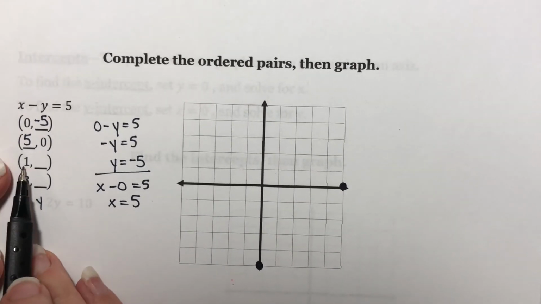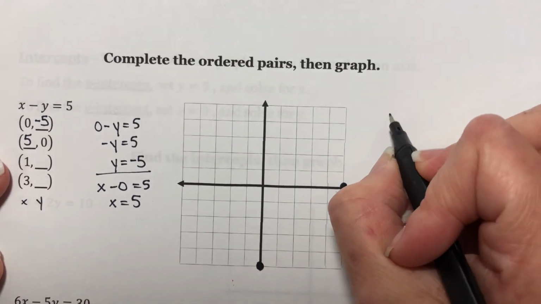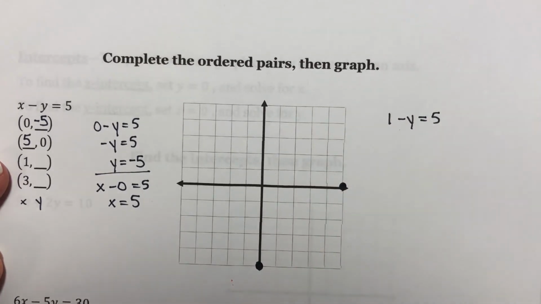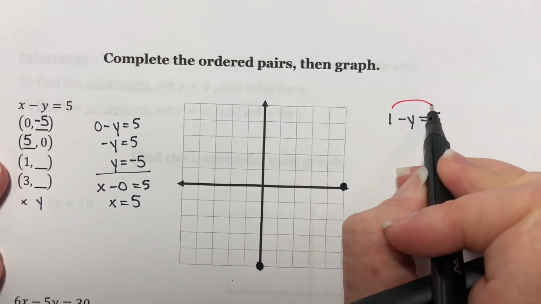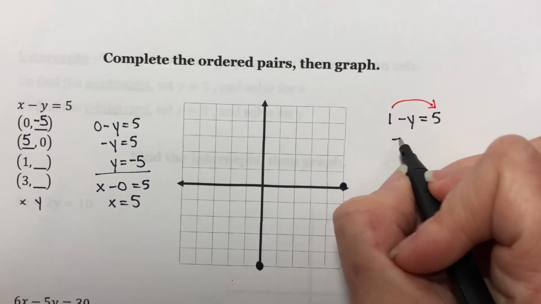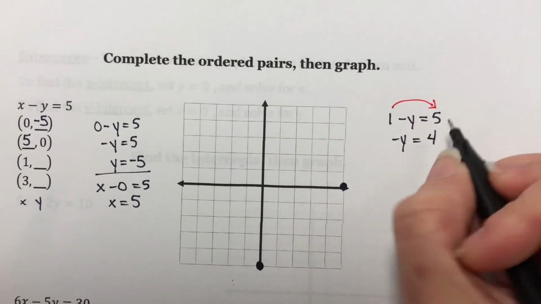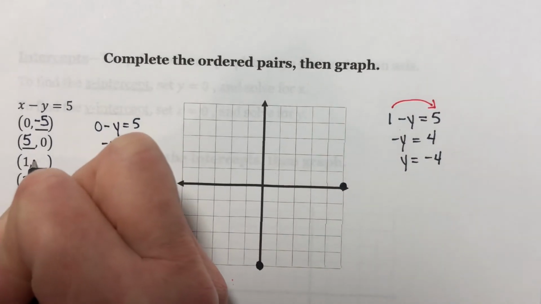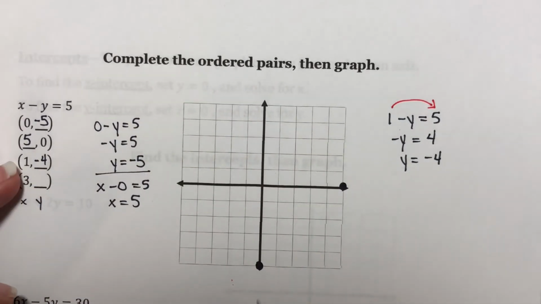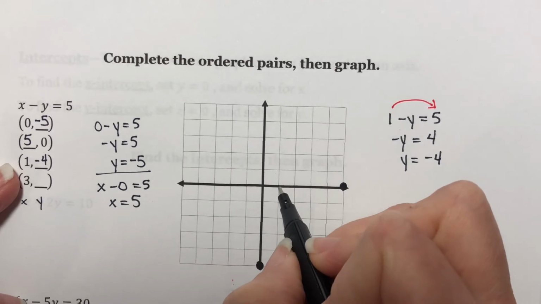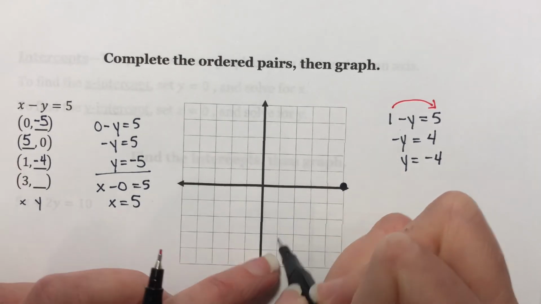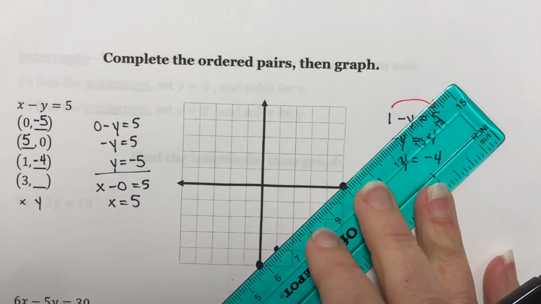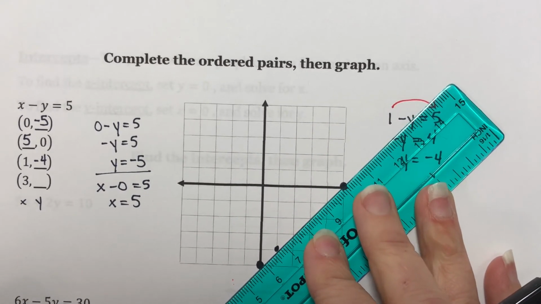So this one, it says to plug in 1 for x and see what we get. So 1 minus y is equal to 5. Let's subtract 1 from both sides to get negative y is equal to 4. So y must equal negative 4. So 1, negative 4. Let's plot that point. 1 on the x, negative 4 on the y. They line up right there. And it does fit my line. So I'm probably correct on all 3 of them.